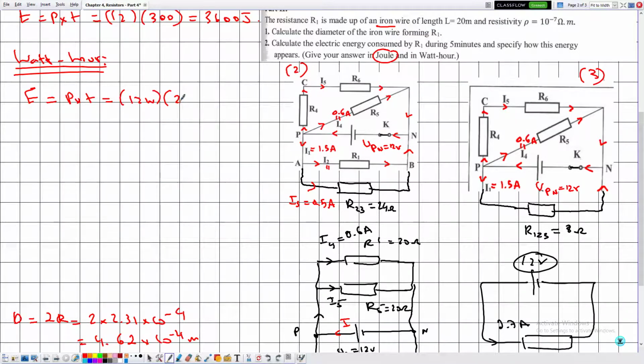Let me do it like this. Zero point 0.033 hours. So 12 multiplied by 0.033 is equal to 0.396 watt hours.